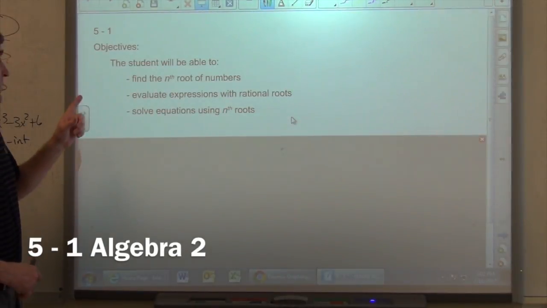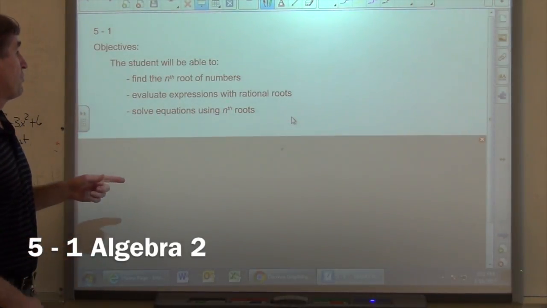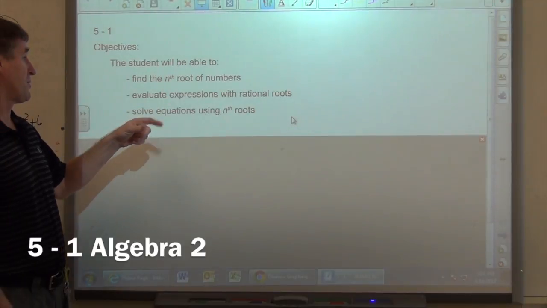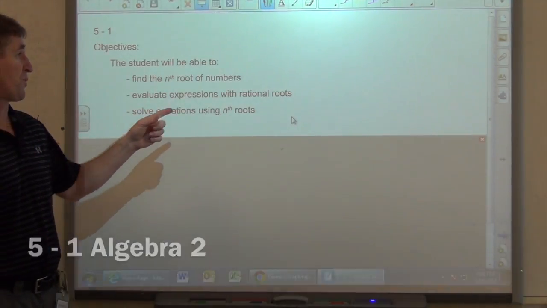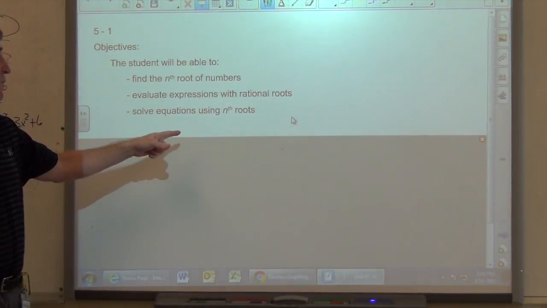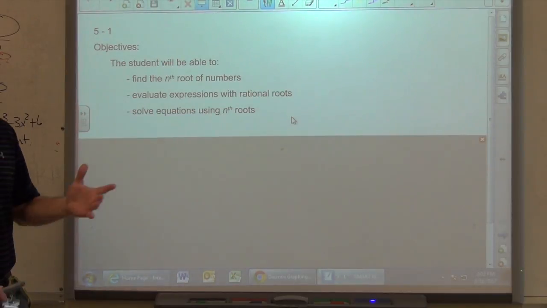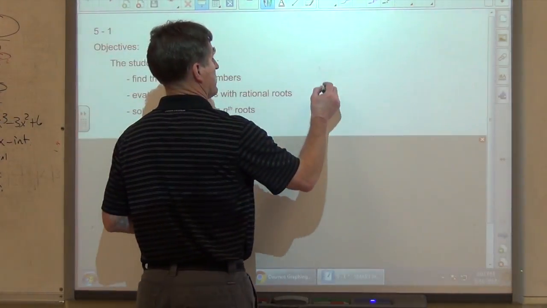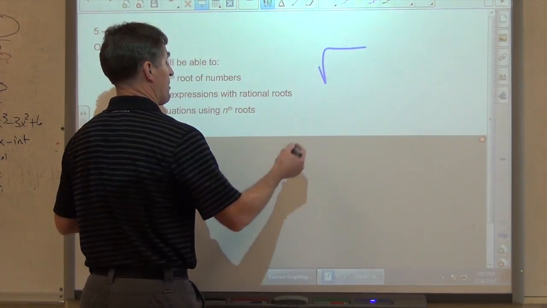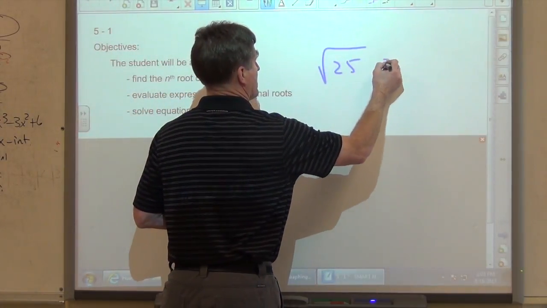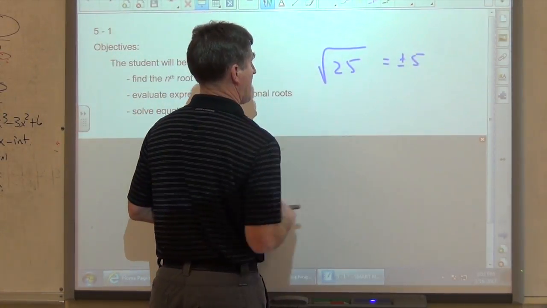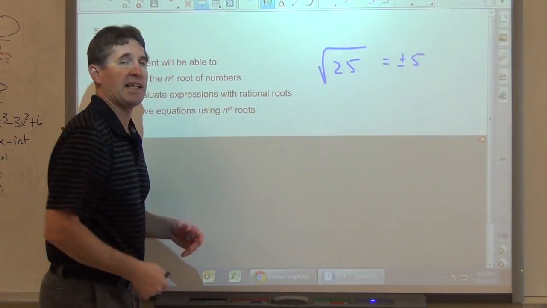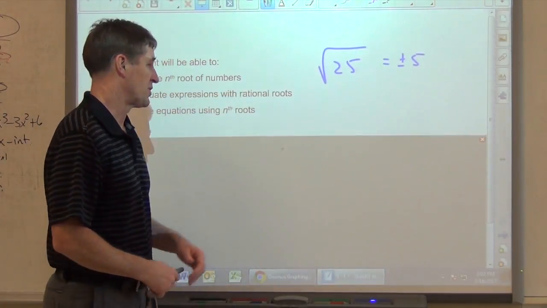Alright, this is 5.1. Our objectives for today are the student will be able to find the nth root of numbers, evaluate expressions with rational roots, and solve equations using nth roots. So what we're going to be working with today is radicals. Remember, the square root of 25 is plus or minus 5, but we're going to be changing this index out front, so you'll see as we go through this.